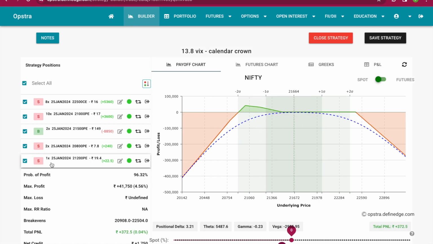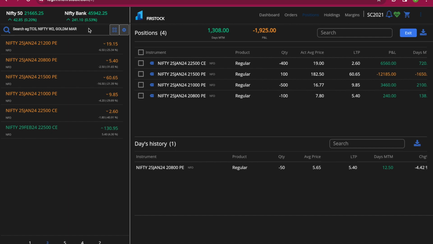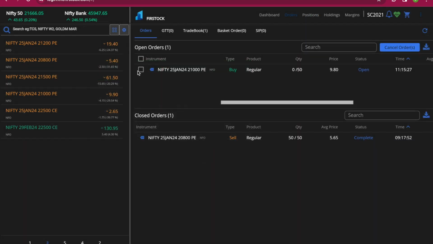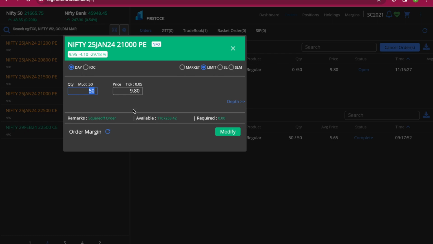Okay. Now what I've done is I've added 21,200 PE over here. Basically, I want to exit this and add. So I'll just exit this at 50. Okay. 9.8. Just go ahead and buy it. Okay. Buy it at 9.85. Not a problem.